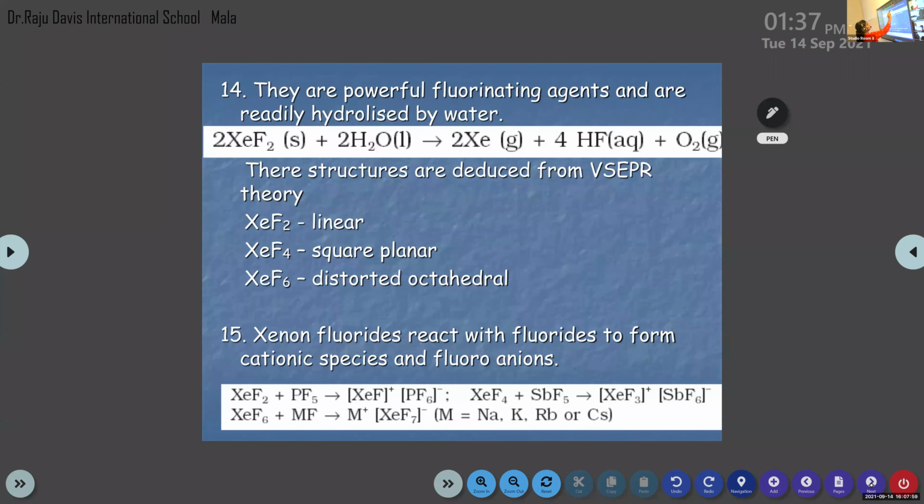Yes, they are powerful fluorinating agents and are readily hydrolyzed by water. Hydrolyzed means water can be added to that compound. Here you can see the reaction: XeF2 plus 2H2O gives 2Xe plus 4HF plus O2. So they are powerful fluorinating agents and are readily hydrolyzed by water, and that's the reaction related to this property.